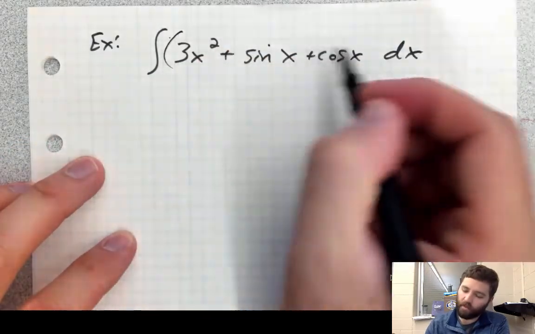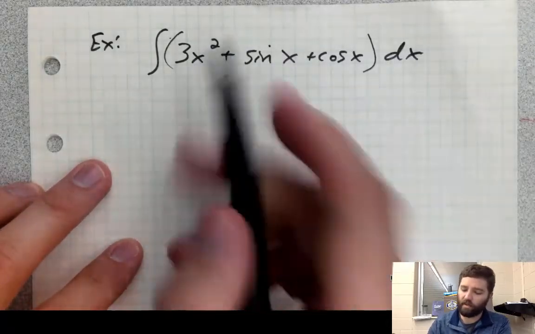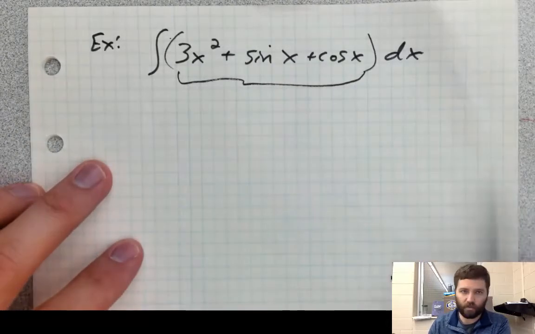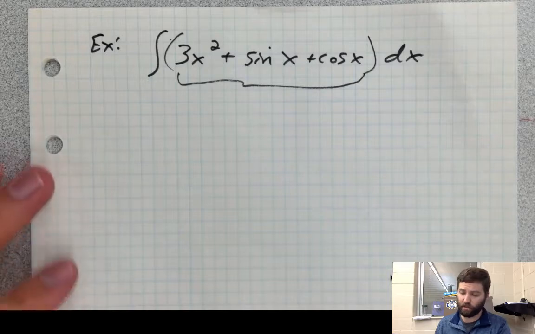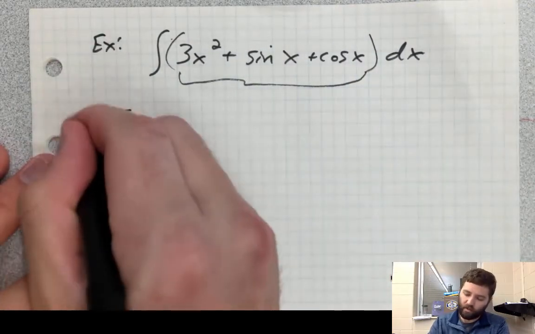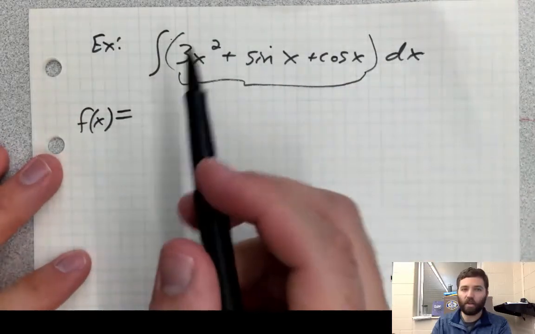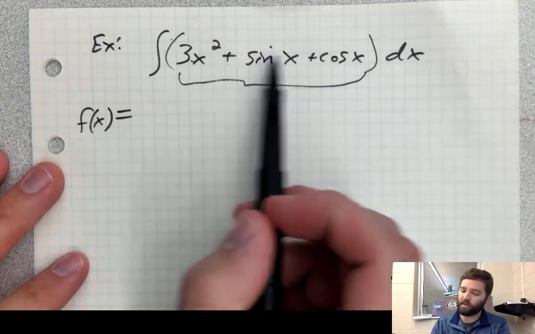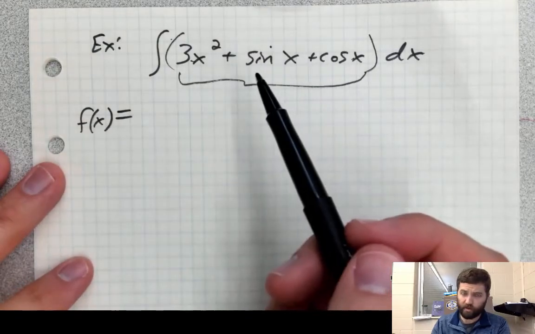So remember that all of this notation just means take the antiderivative of this thing that is in the middle, okay? So in other words, we want the function whose derivative is 3x squared plus sine x plus cosine. We're going to approach this piece by piece. We're going to use the sum property. It works for antiderivatives as well.